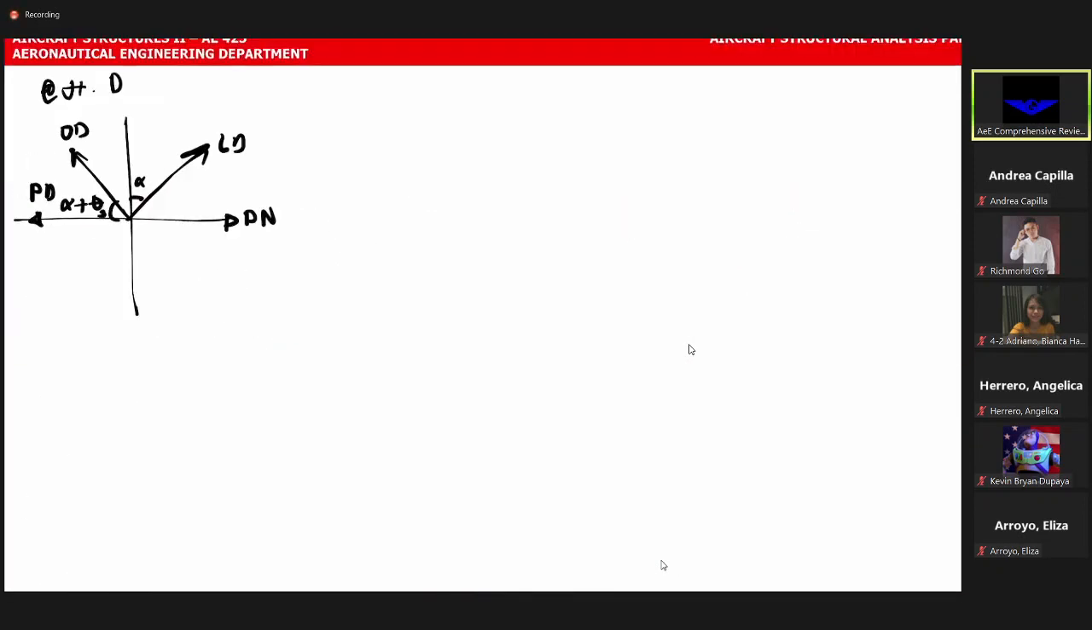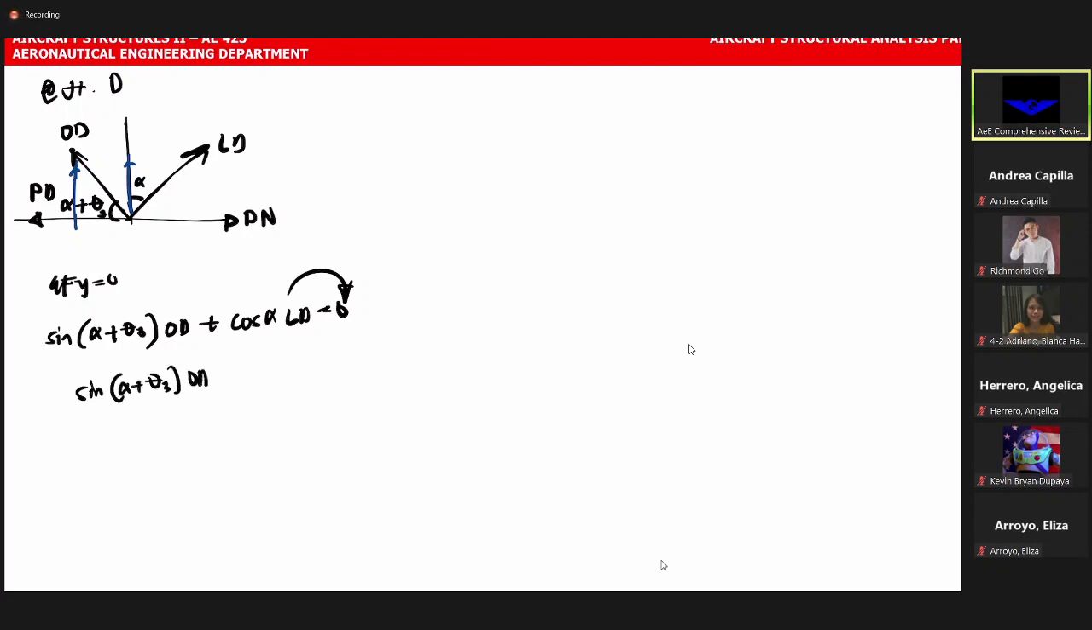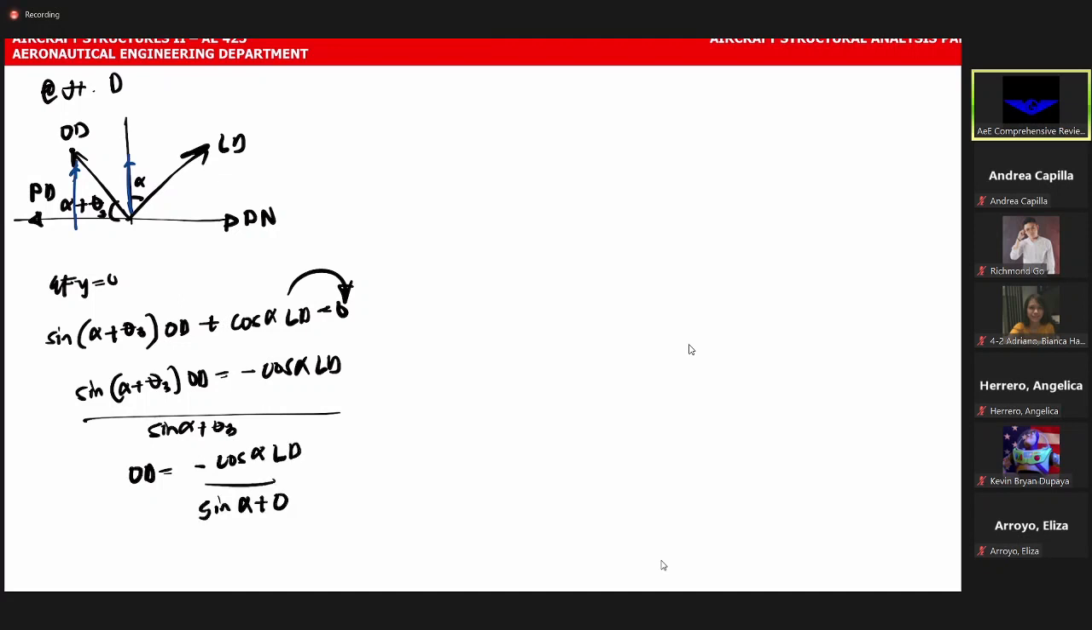Okay, so summation forces Y is equal to 0. That is OD component. So that is sine alpha plus theta sub 3 OD. And then yung Y component ng LD. So that is plus cosine alpha LD is equal to 0. No, transpose natin yung LD sa kabila. Meron tayong sine alpha plus theta sub 3 OD is equal to negative cosine alpha LD. And divide both sides by sine alpha plus theta sub 3. No? And then that is OD is equal to negative cosine alpha LD over sine alpha plus theta sub 3.